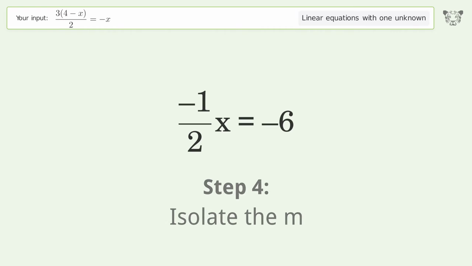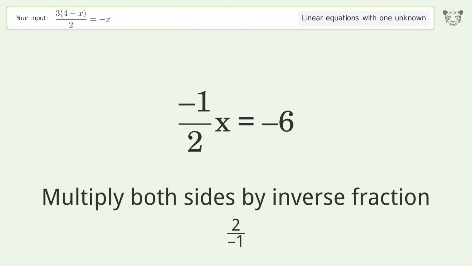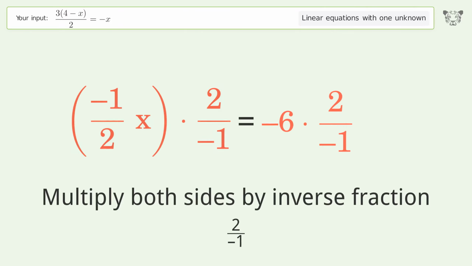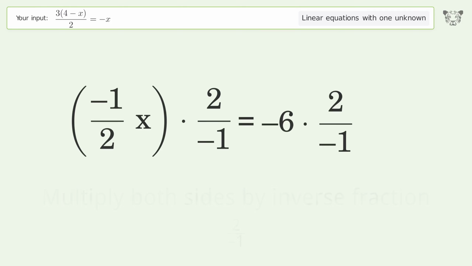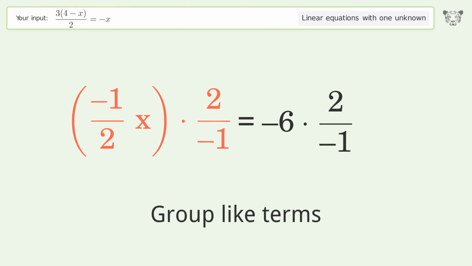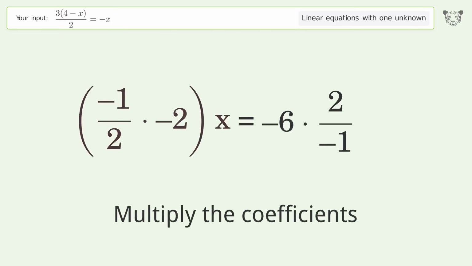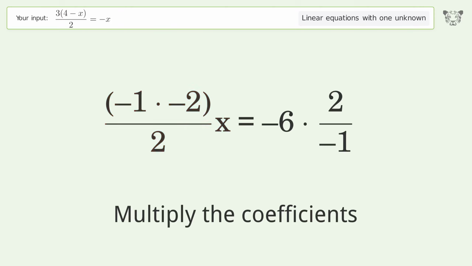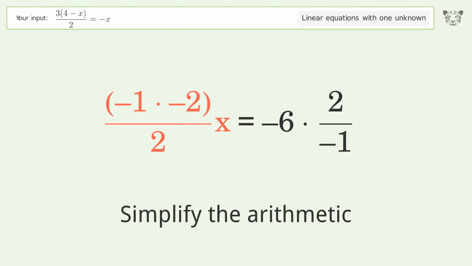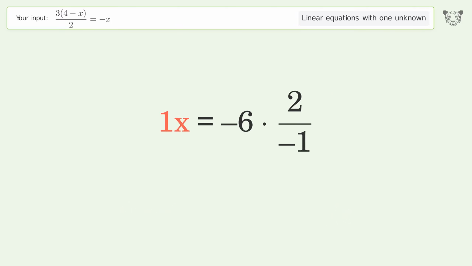Isolate the m. Multiply both sides by the inverse fraction 2 over -1. Group like terms. Multiply the coefficients. Simplify the arithmetic. And so the final result is x equals 12.